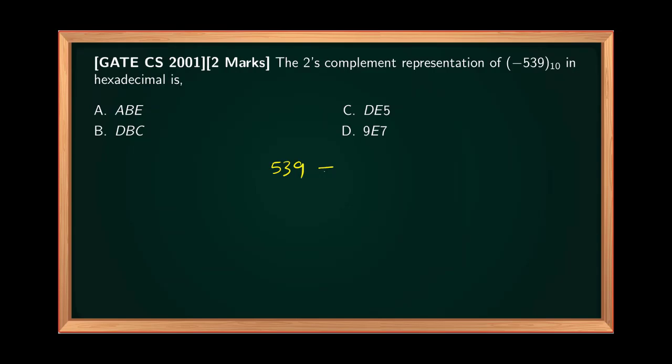The number 539 decimal can be written as 512 plus 16 plus 8 plus 2 plus 1. So the number 539 can be represented in binary: 2 power 9 is 512, 2 power 8, 2 power 7, 2 power 6, 2 power 5, 2 power 4 is 16, 2 power 3 is 8, 2 power 2 is 4, 2 power 1 is 2.